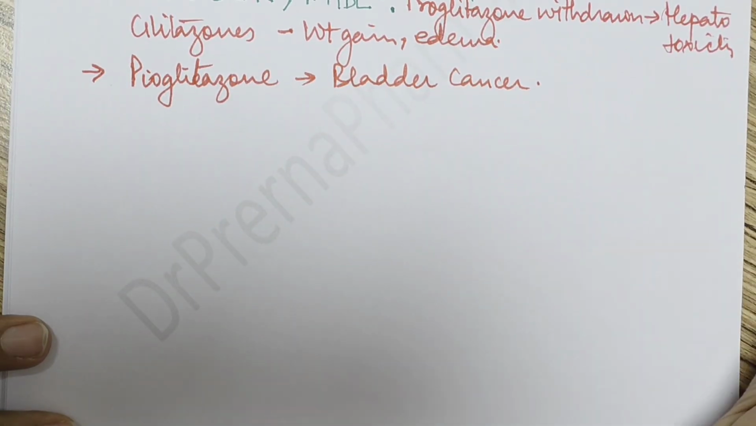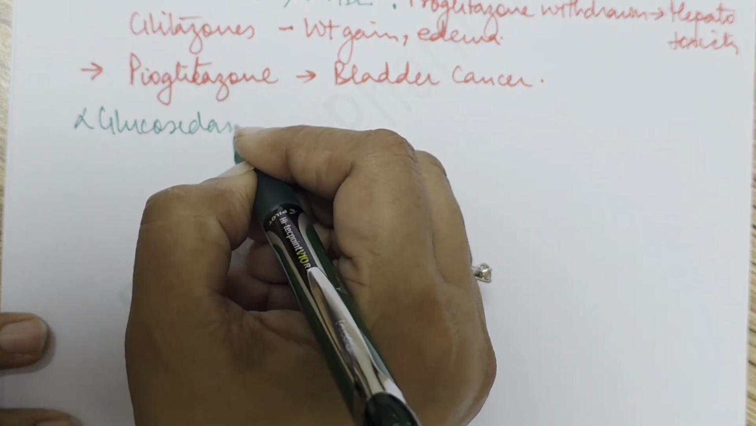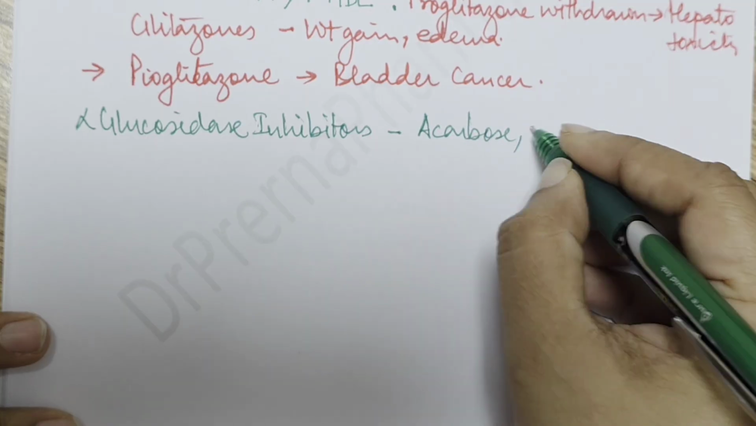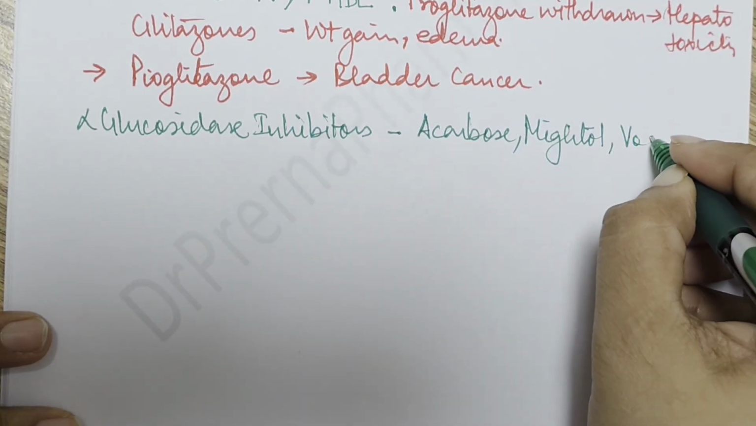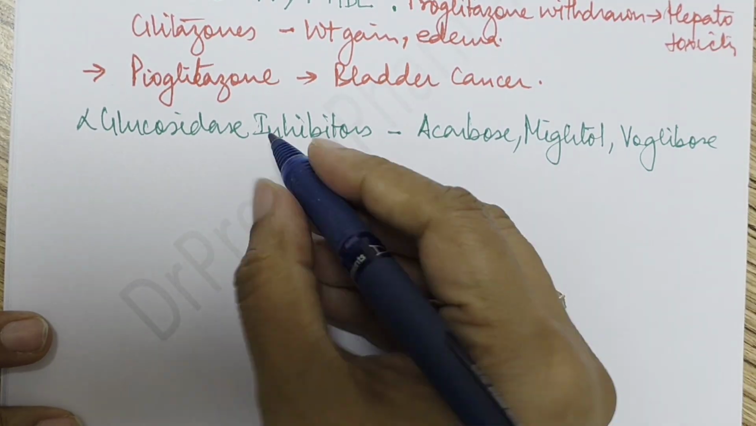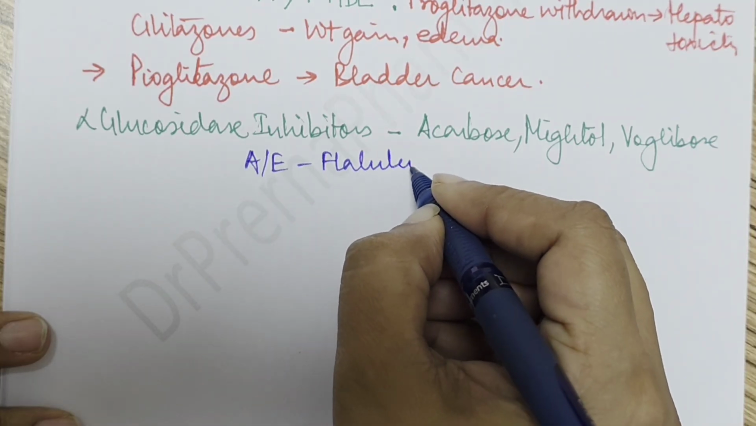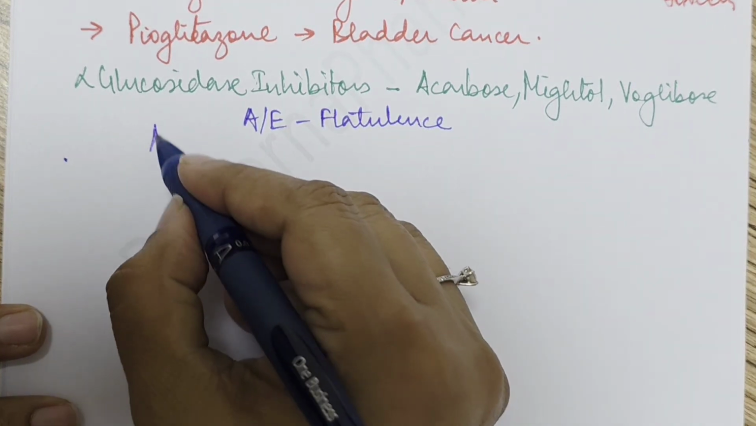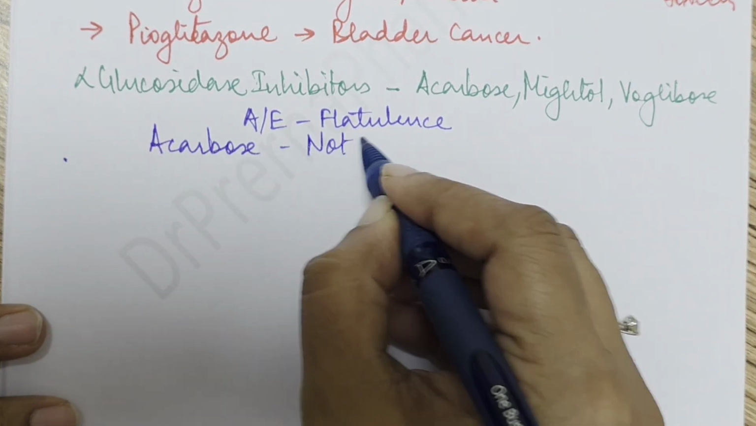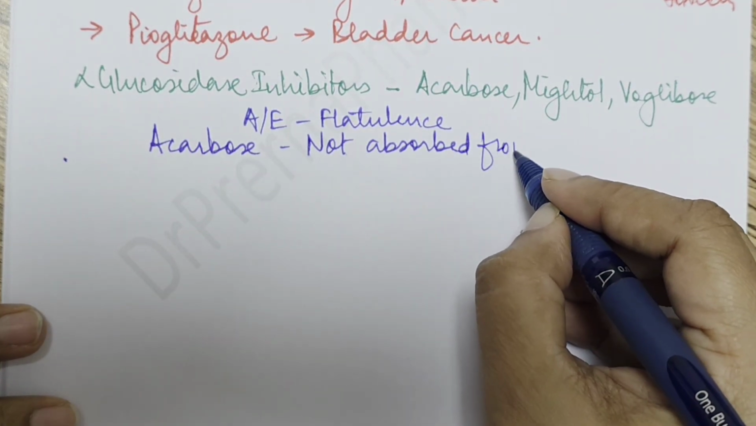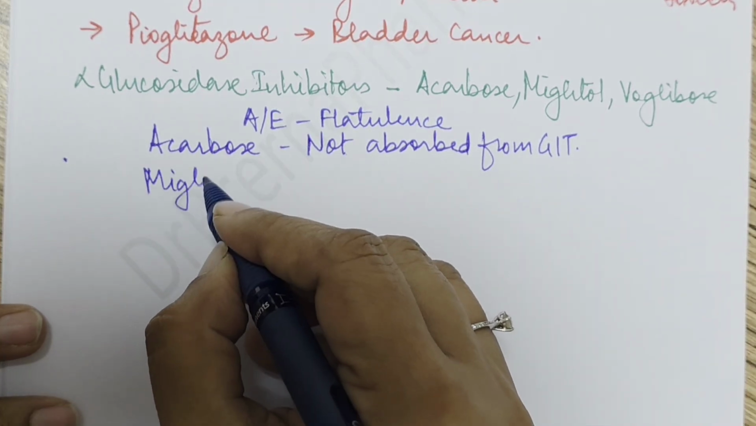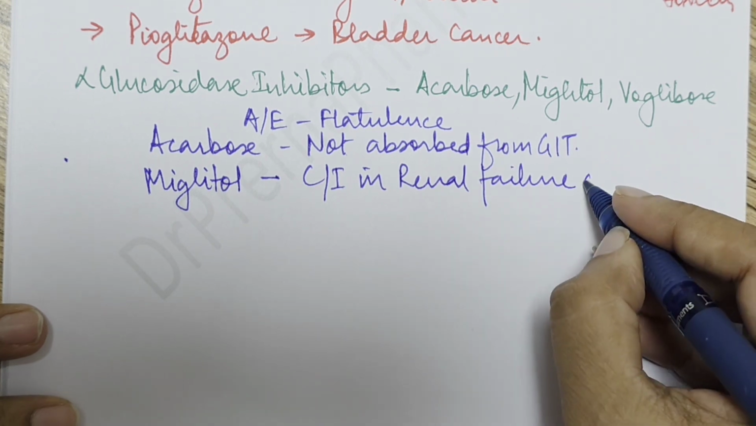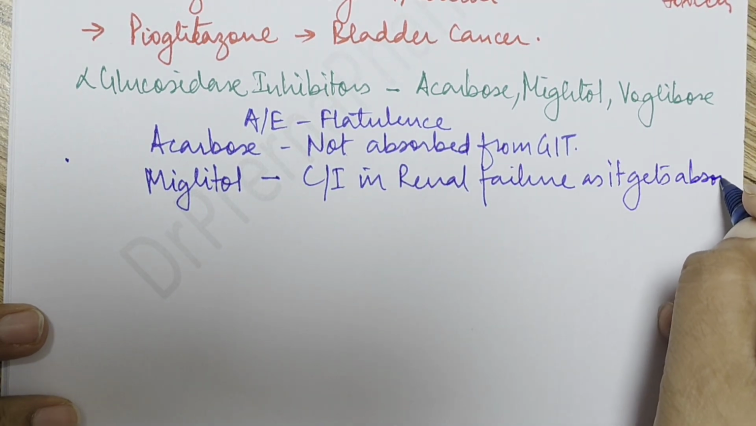Okay? Then next category is alpha glucosidase inhibitors. इसमें जो ड्रग्स हैं वो हैं अकारबोस, मिग्लिटॉल, वोग्लिबोस, and the side effects which are caused by these drugs are flatulence, right? Then one more thing is there, acarbose is not absorbed from GIT, so it has got no systemic toxicity, but miglitol is contraindicated in renal failure as it gets absorbed and causes systemic toxicity.